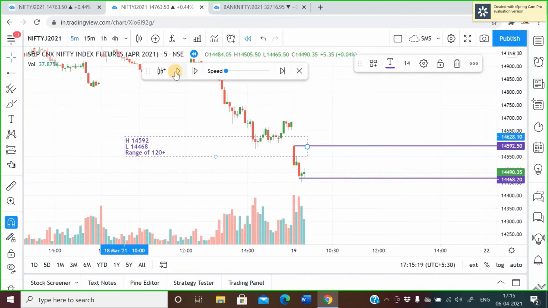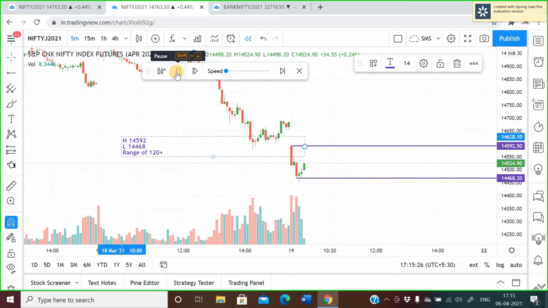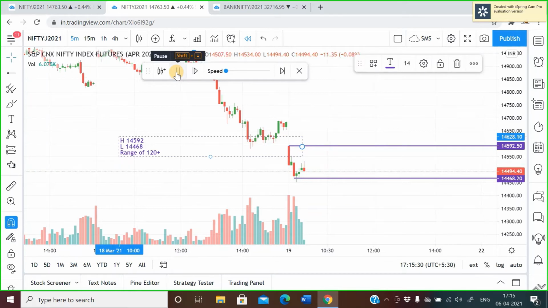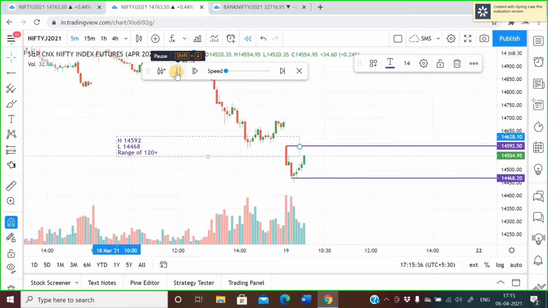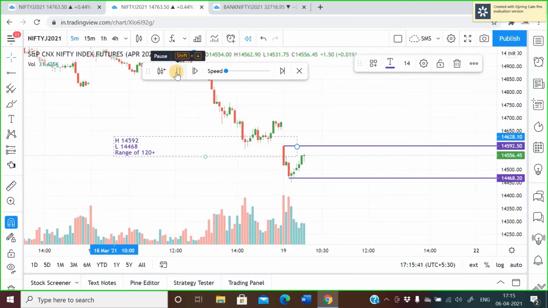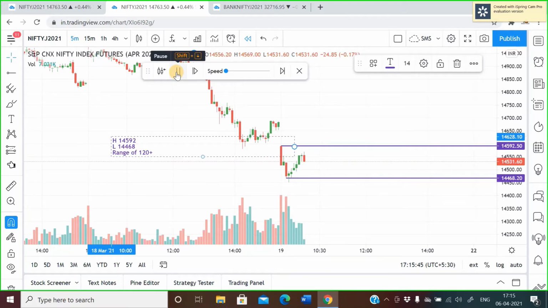Now we're still in the range, so we are patiently waiting for any close that happens above or below the high or low. Very clear, right? And we'll be taking an entry on the subsequent candle at the open once the candle closes above or below. So still in the range, no trade as of now. It is already almost 10 o'clock. So we're just waiting patiently to see how it is performing.